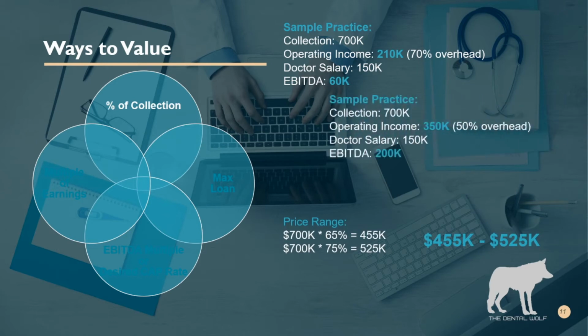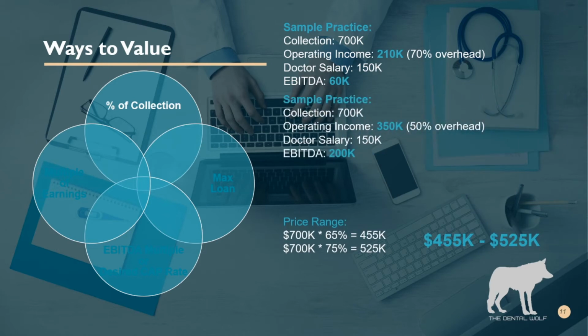Now there is a problem with this valuation method, and to explore what that problem is, let's take the example of a second practice. So let's say this other practice is collecting $700,000 a year, but it only has 50% overhead, so its operating income is $350,000 a year, and the doctor's still making $150,000, but your EBITDA, or the owner income, is $200,000 a year. So you could look at both of those practices, and using this method, they'd both value for between the range of $455,000 and $525,000. But which would you rather buy? Which one would you be willing to pay more for?